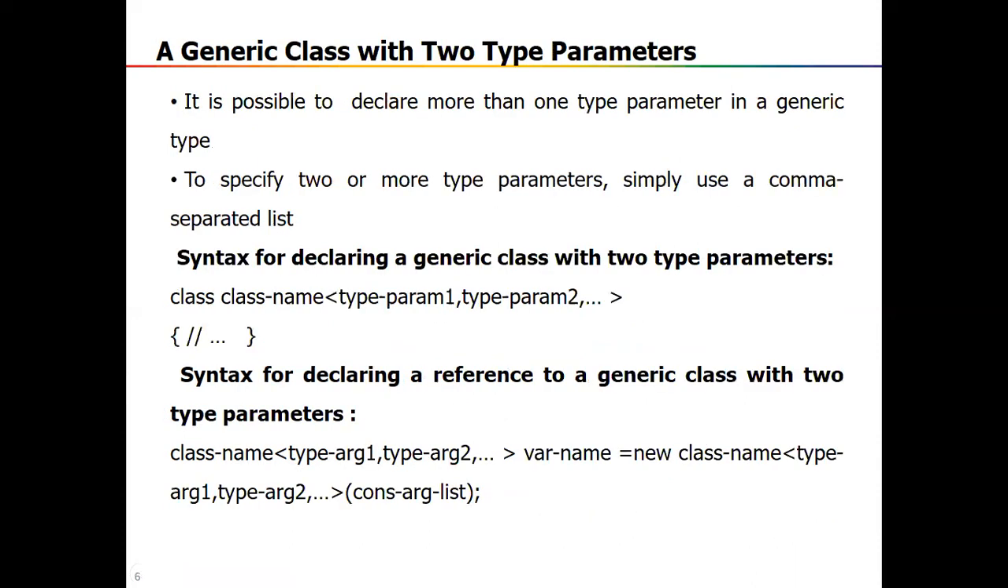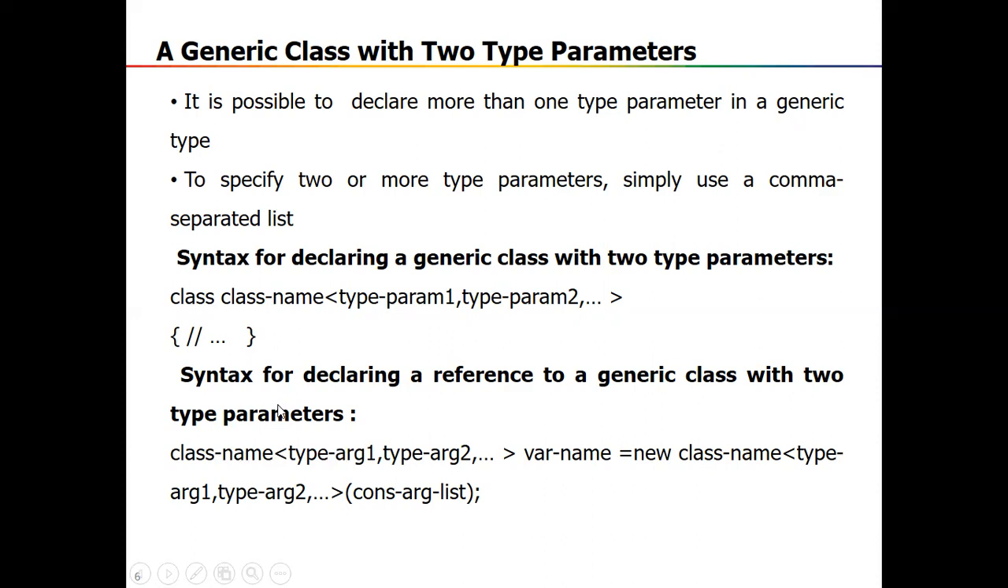A generic class with multiple type parameters is also possible. It is possible to declare more than one type parameter in a generic type. To specify two or more type parameters, simply use a comma-separated list. This is the syntax for declaring a generic class with two type parameters. Class, class name, within angle brackets we can mention the type parameters. More than one type parameter can be mentioned here, and they must be separated by a comma.